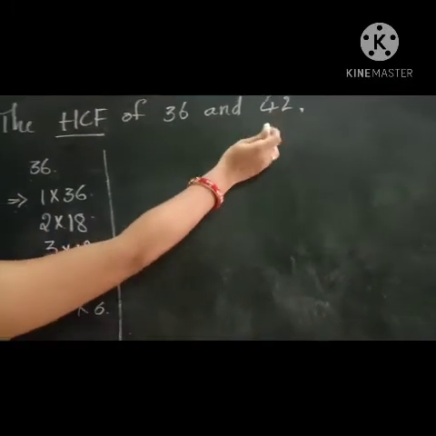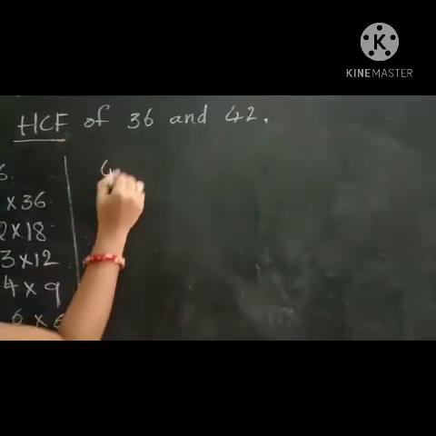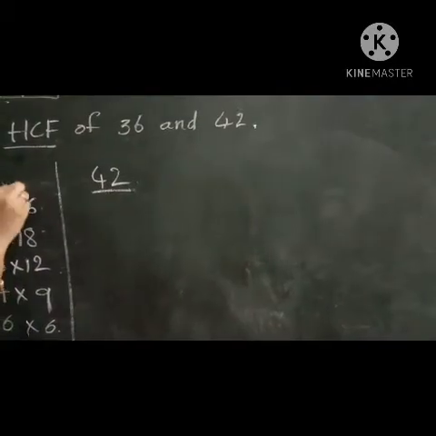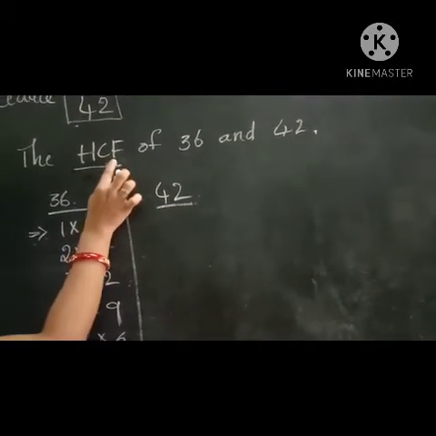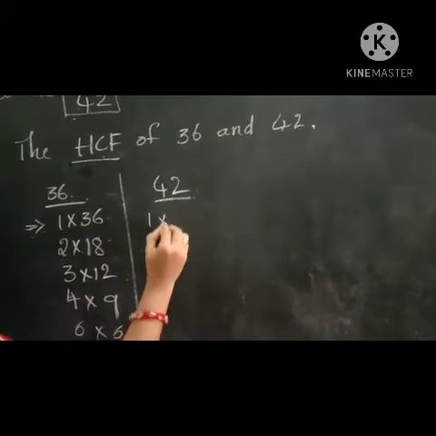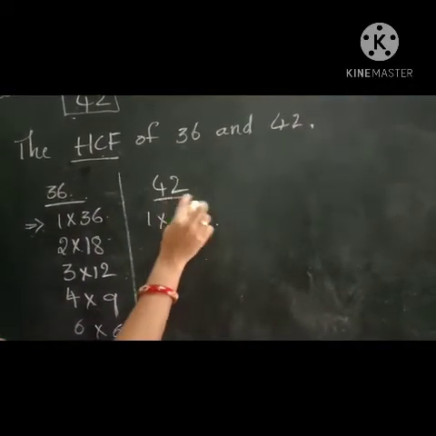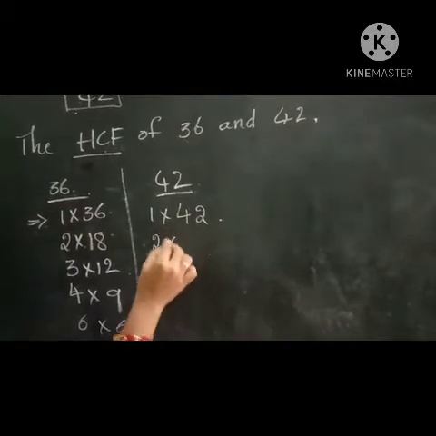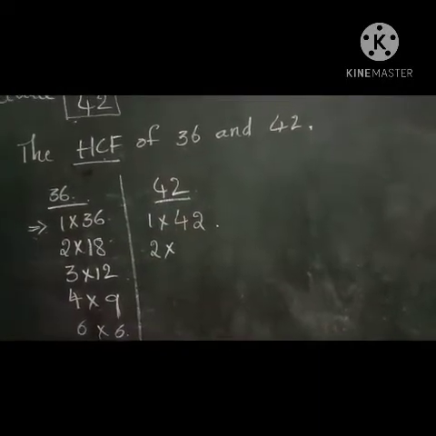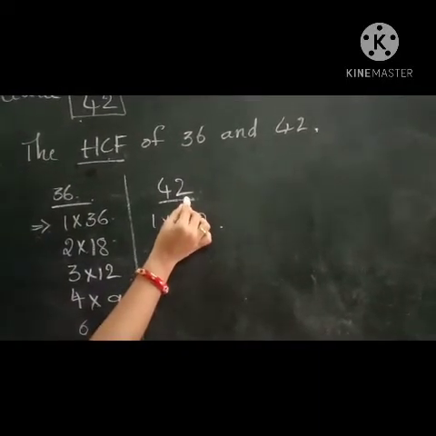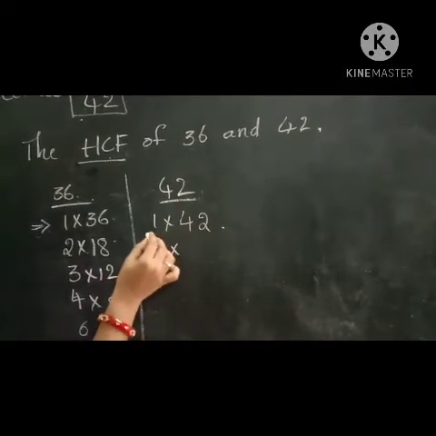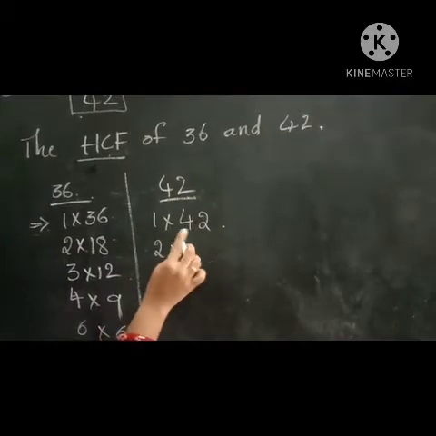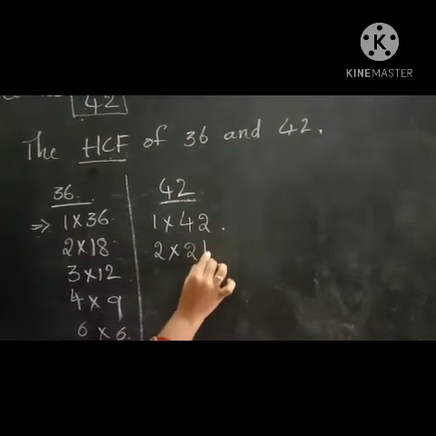Again we have to find the factors of 42. Why are we finding these factors, children? To find out the HCF. See here, 1 into 42 is equal to 42. Next, in the 2 table, is 42 there or not? Yes. Why? Because in the ones place 2 is there. 2 is an even number, and an even number means the number is divisible by 2. How many times? 2 2s are 4, next 2 1s are 2.